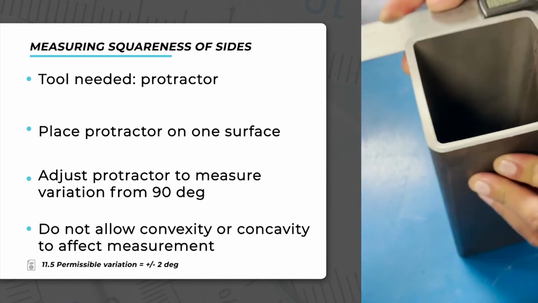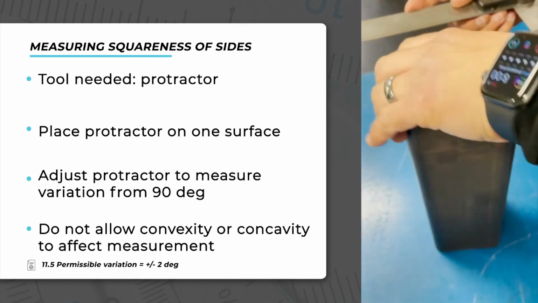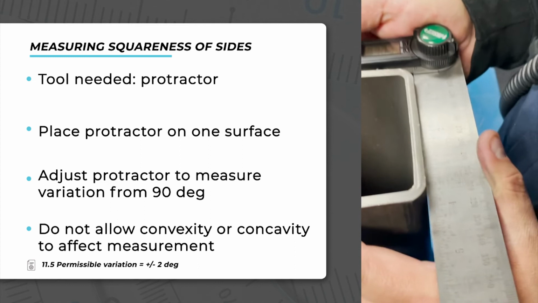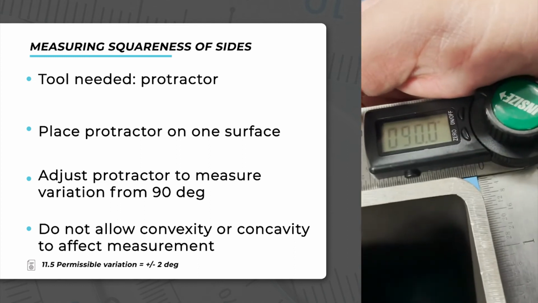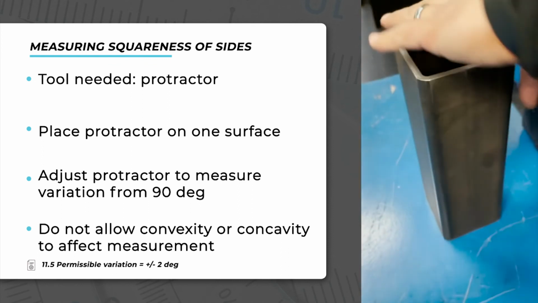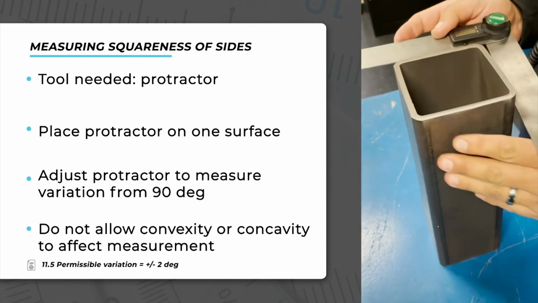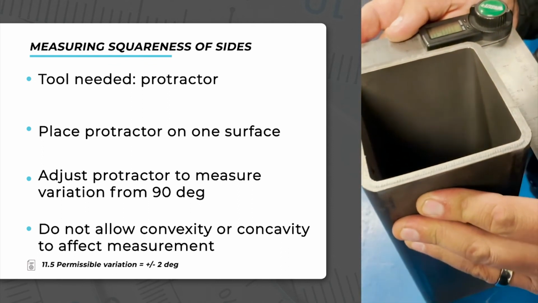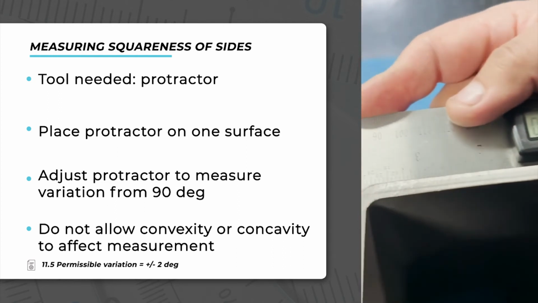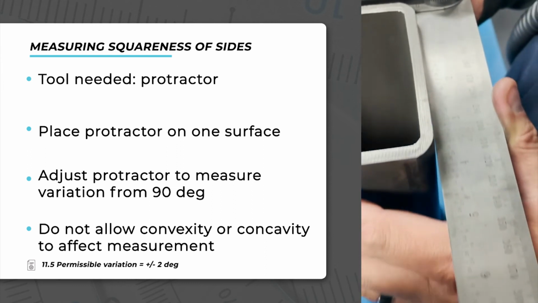The second corner measurement is 90.3 degrees. ASTM A500 section 11.5 permits this measurement to vary within plus or minus 2.0 degrees from 90 degrees. The third corner measures at 90 degrees. And the fourth and last corner is also 90 degrees. Therefore, we find that the squareness of sides for this HSS sample is acceptable.